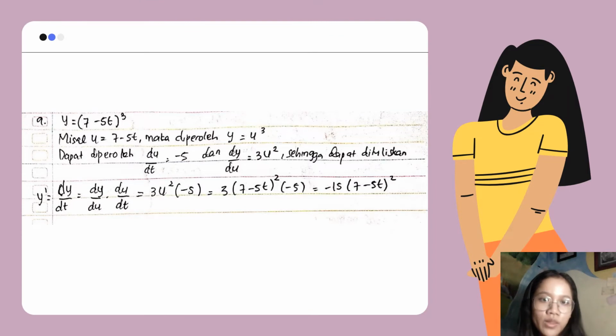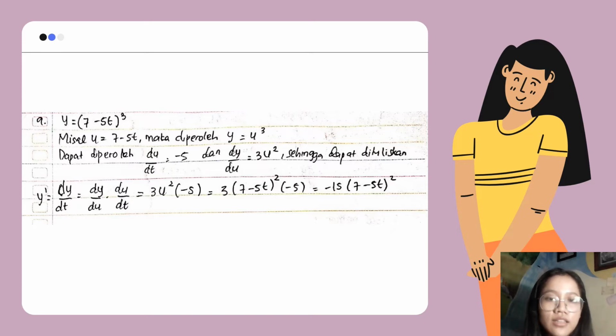So now we will look for the function given in A. There are y equals 7 minus 5t to the third power. We assume that u equals 7 minus 5t, as we have before that y equals 7 minus 5t to the third power, and now we have u equals 7 minus 5t. Now we can write y as u to the third power. We will find turunan u terhadap t dan turunan y terhadap u untuk memperoleh turunan y terhadap t.